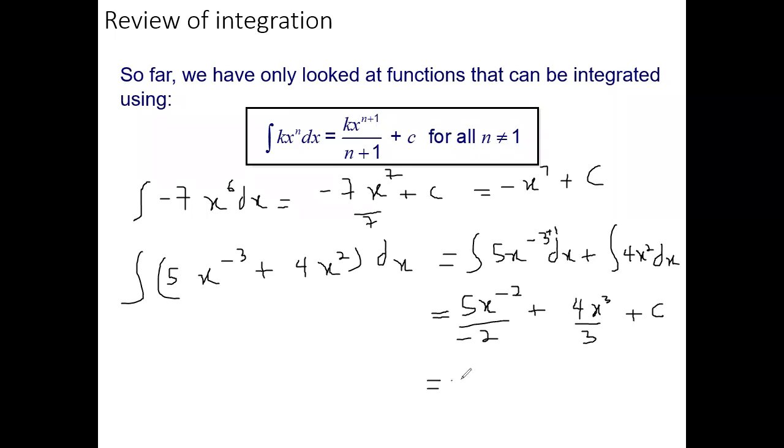So this becomes -5x raised to the power -2 over 2 plus 4x cubed over 3 plus c. So that turns out as our final result. If there is any question, you can ask.